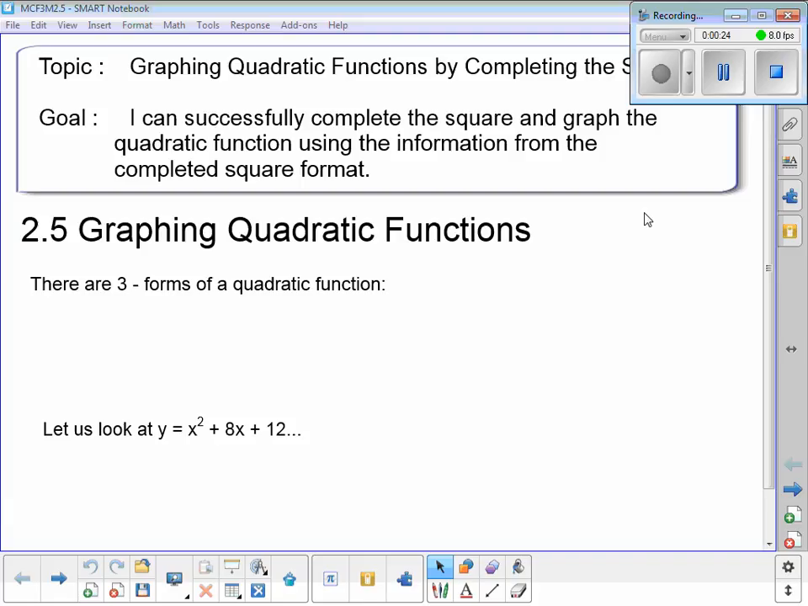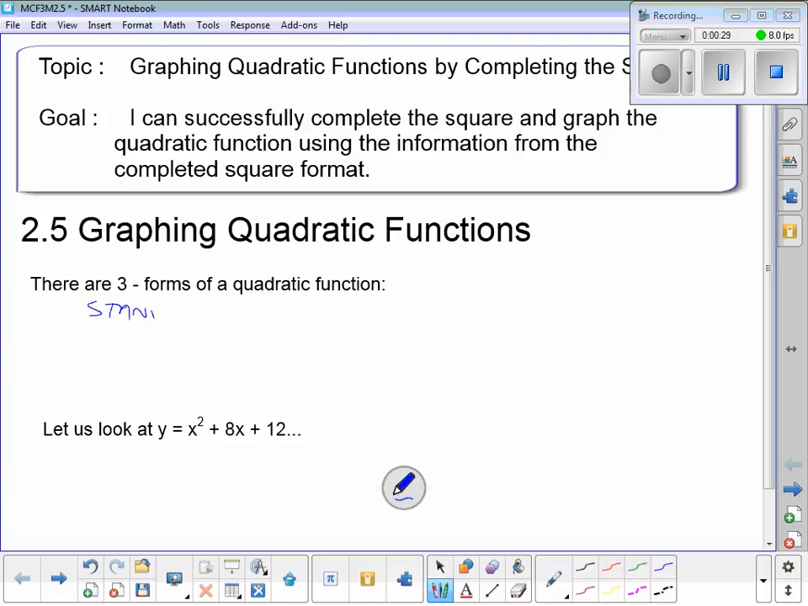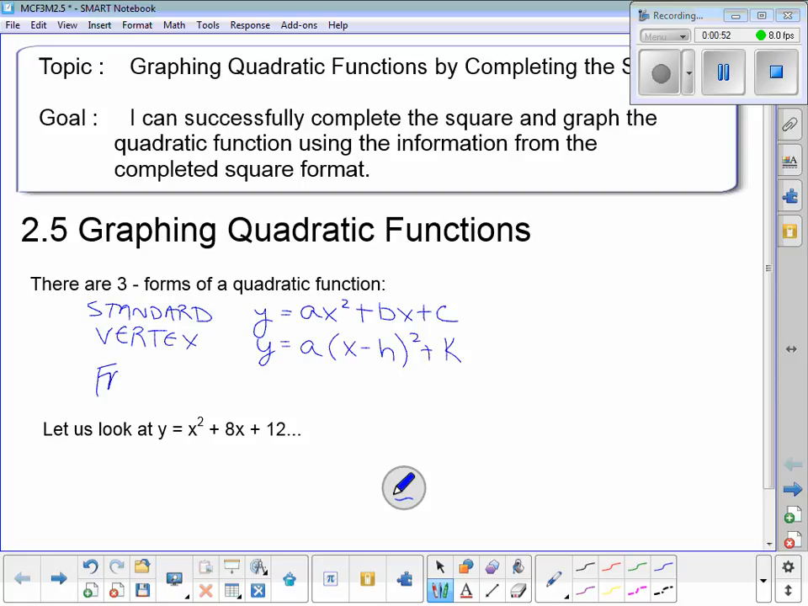So there are three forms of a quadratic function. We have standard form. And standard form is y equals ax squared plus bx plus c. We have vertex form. That's y equals a(x minus h) squared plus k. And finally, factored form.